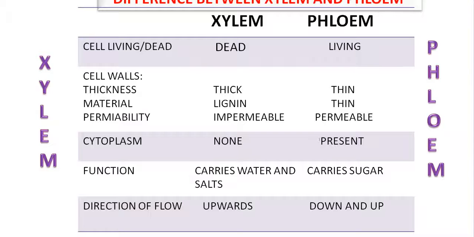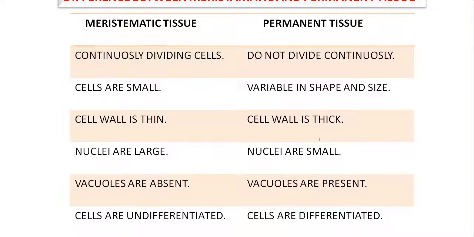Function, xylem carries water and salts. Phloem carries sugar and nutrients. Now direction of flow is upwards in the case of xylem and in the case of phloem, it is down and up both. Lastly, we will see the differences between meristematic and permanent tissues.